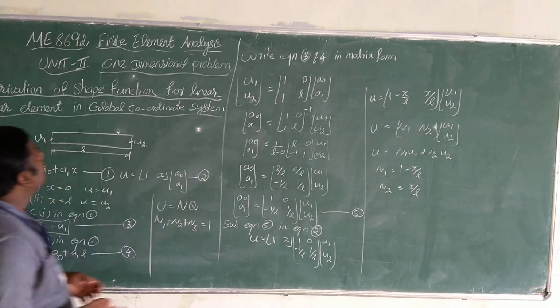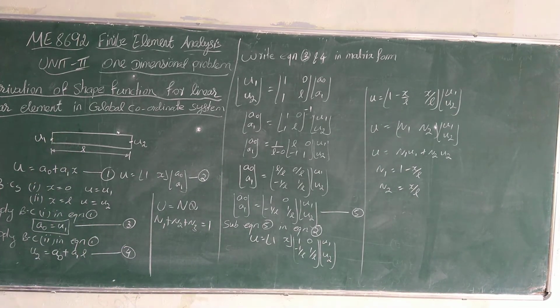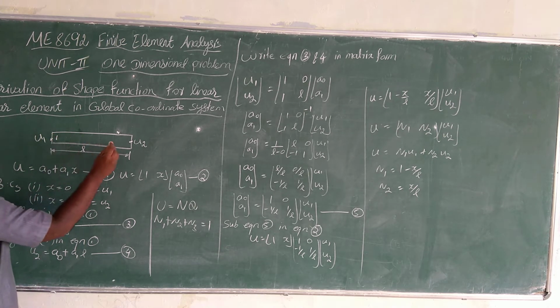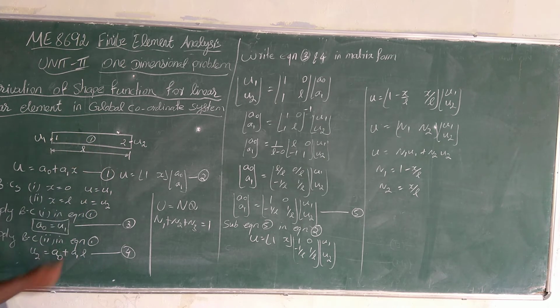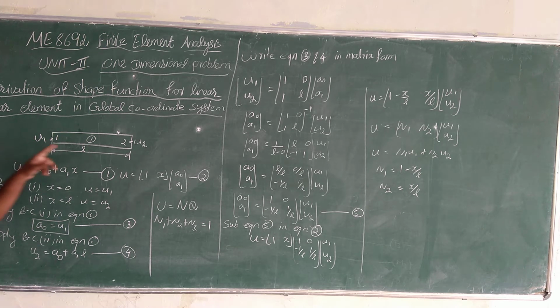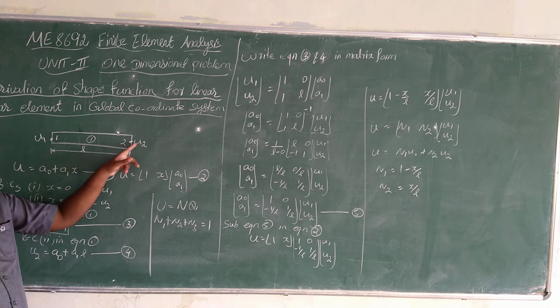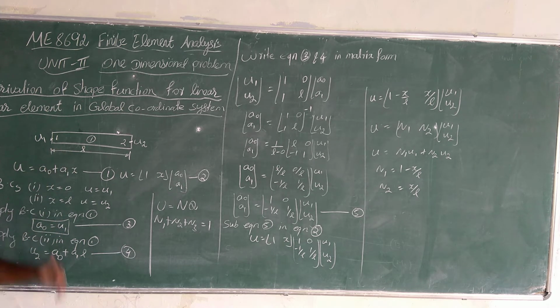So here is the derivation of shape functions for linear bar element in global coordinate systems. Consider a linear bar element. u1 and u2 are the displacements of node 1 and 2. Consider this is node 1, this is node 2, this is one element. This element is discretized by 2 nodal points, and displacement at nodal point 1 is u1 and displacement at nodal point 2 is u2. The total length is L.